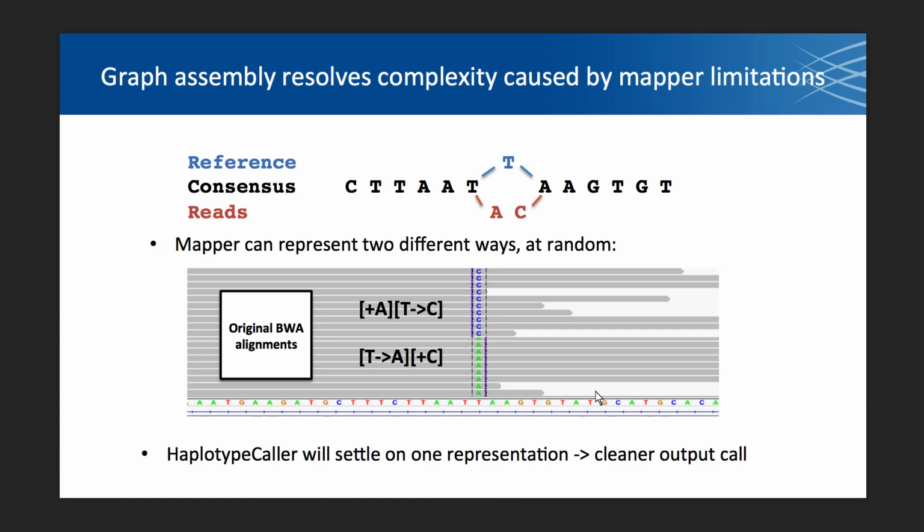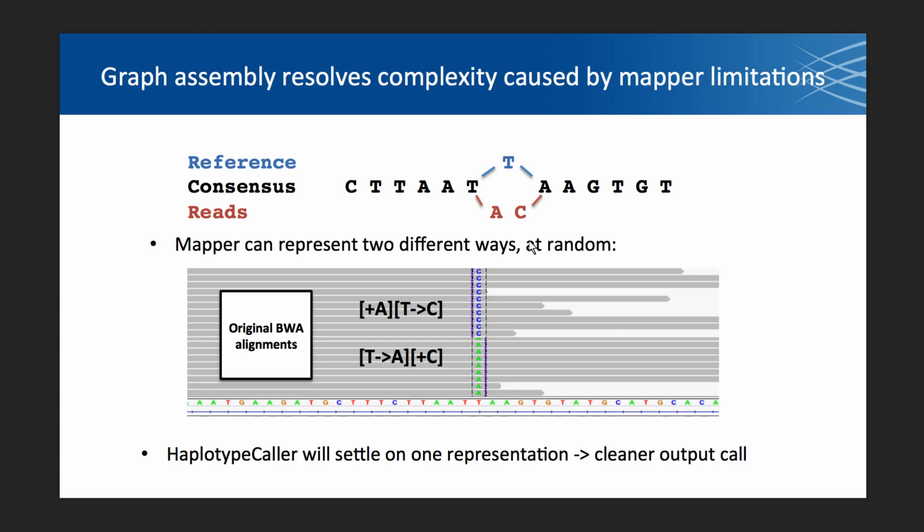And again, because we're using the consensus, we're going to represent all of our reads in the same way. So for whatever reason, in these original BWA alignments, this particular sequence for which the reference here, this path on the top with the blue, would have been a TTA. Instead, we see a TACA. So you could either represent that as an insertion of an A and then the T changes to a C, or the T changes to an A and then there's an insertion of the C at the end.